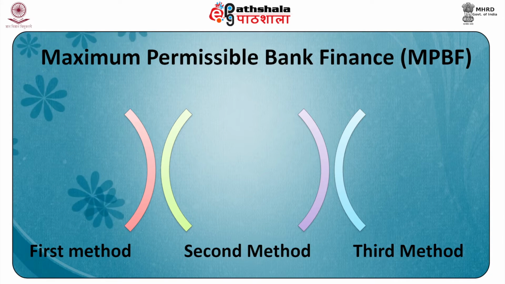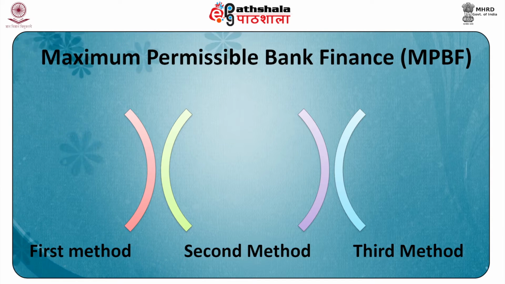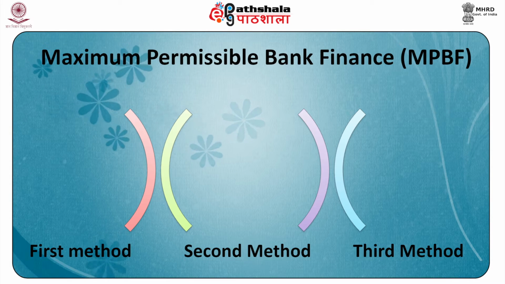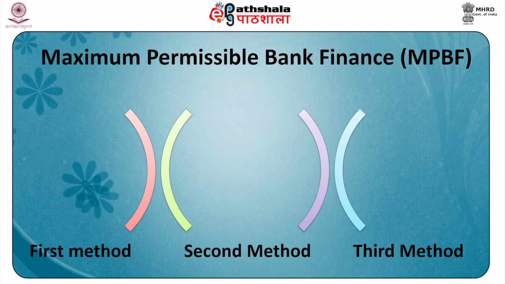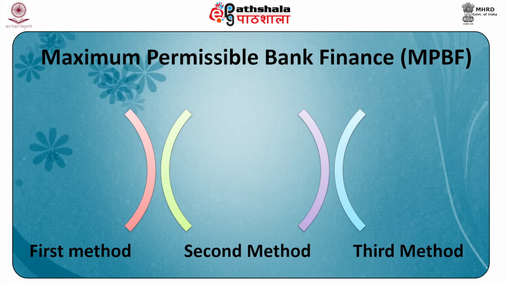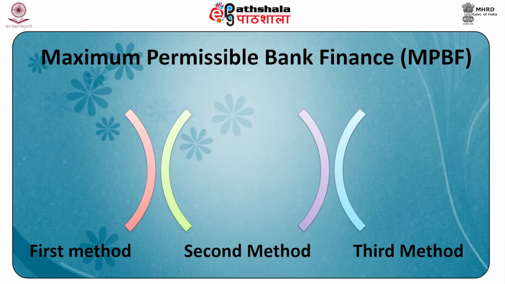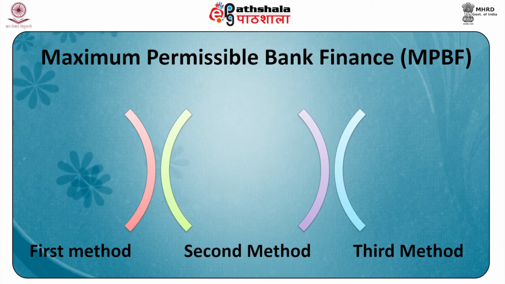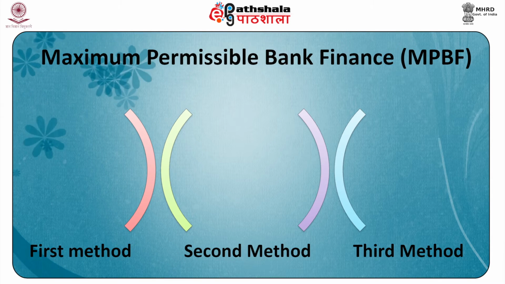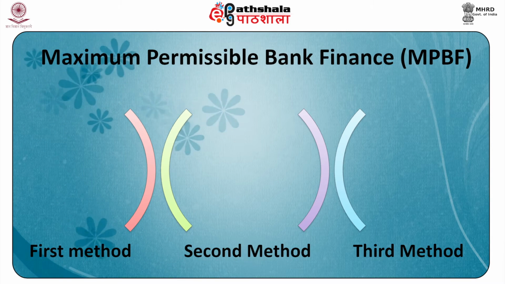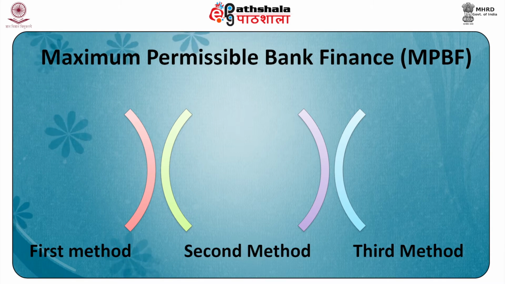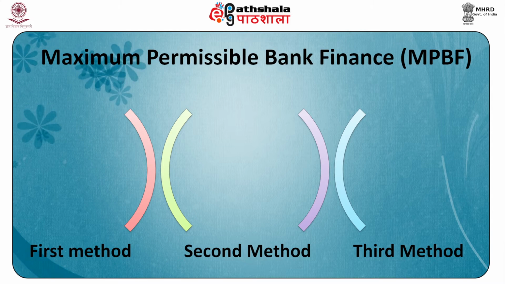Second method. Under this method, borrower should finance 25% of all current assets from own funds and long-term liabilities, and balance is financed by bank. This method ensures a current ratio of 1.33:1. Third method. As per this third method, hardcore current assets must be financed by the borrower. Apart from this, borrower should also provide 25% of the remaining current assets, and remaining working capital gap is financed by the bank.